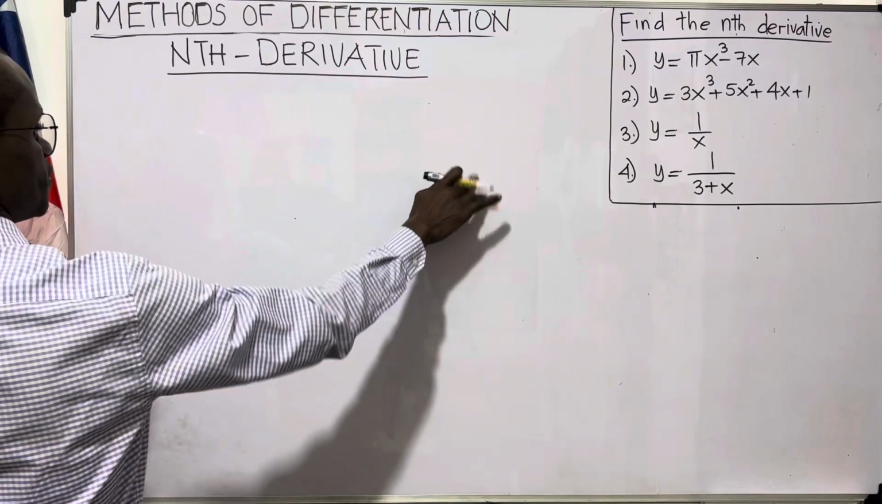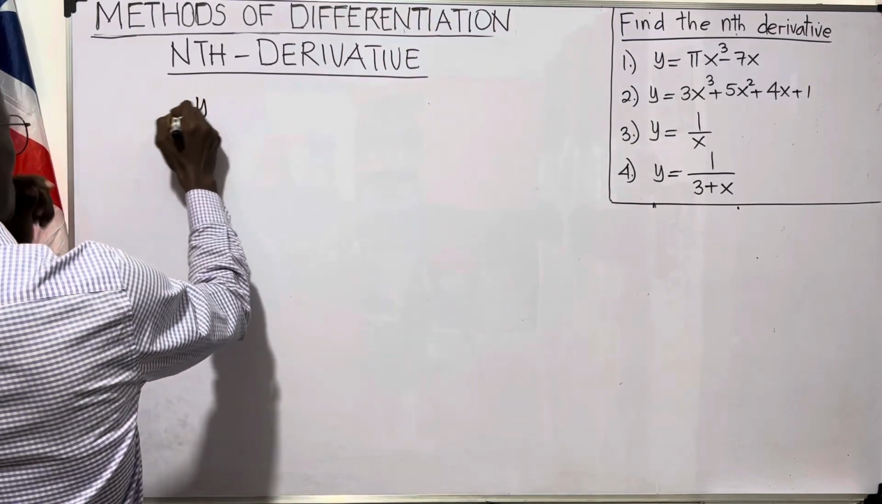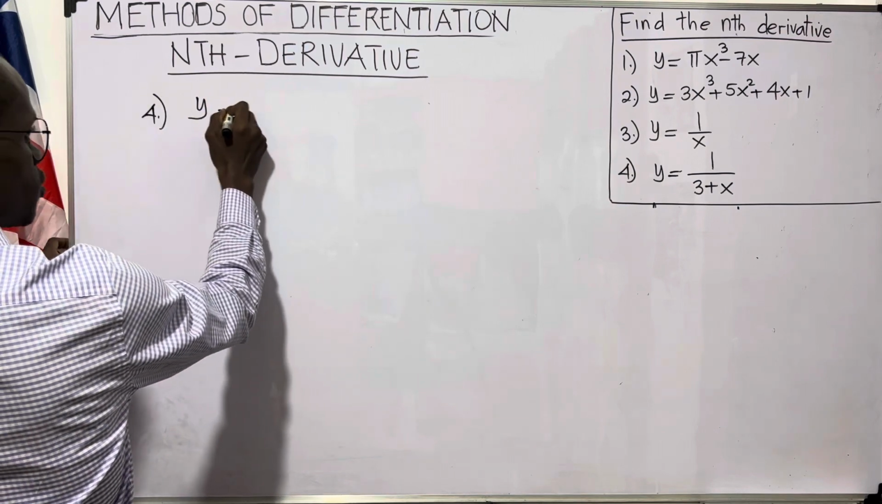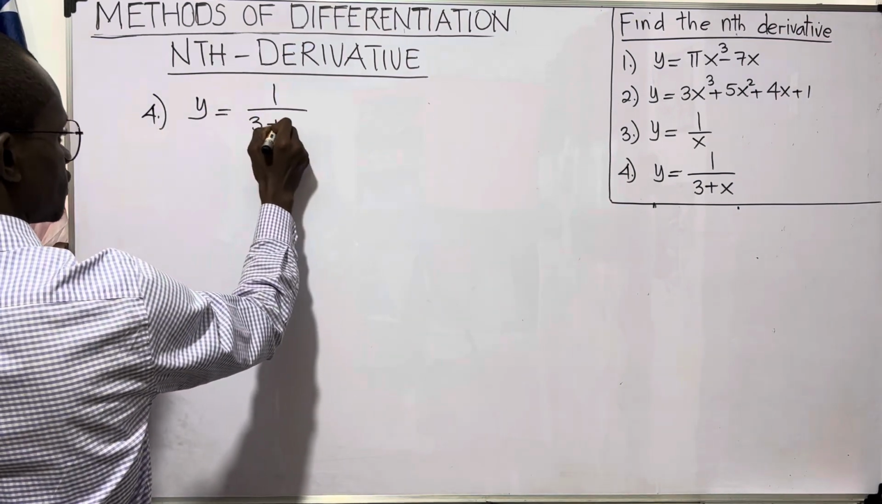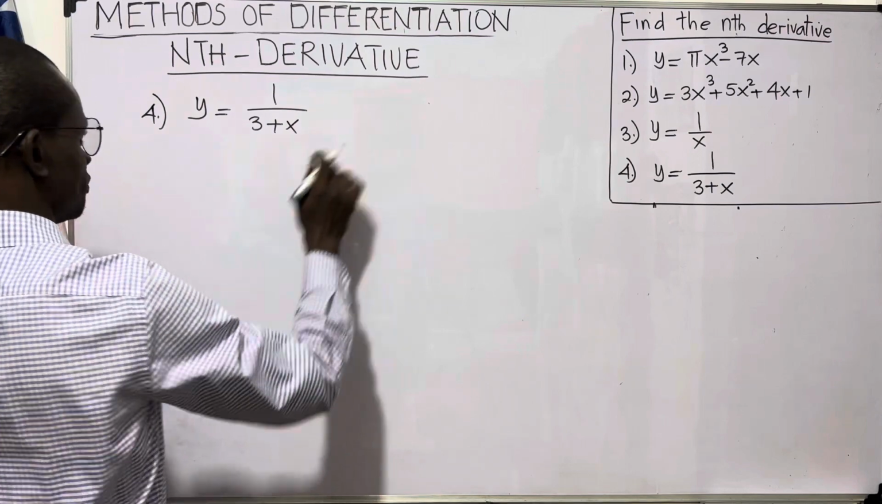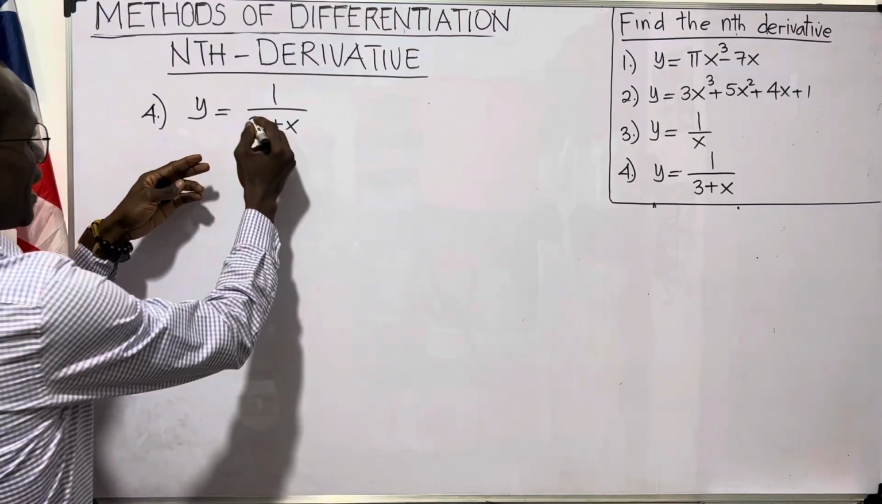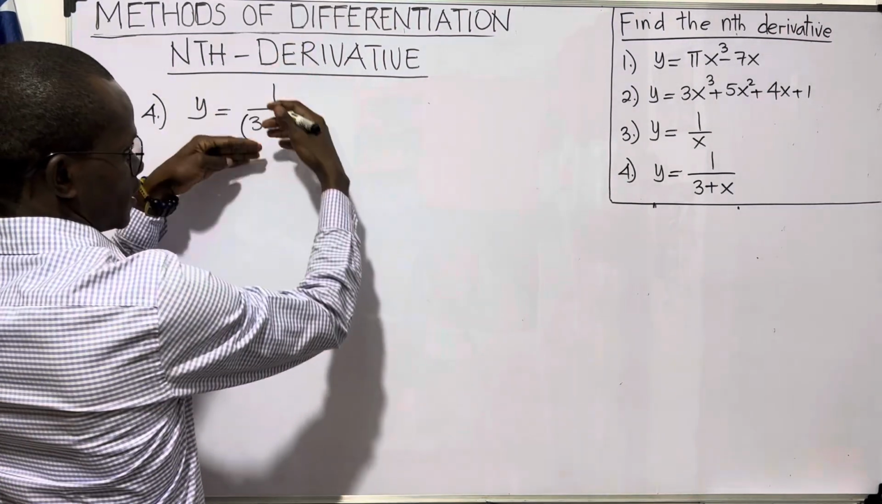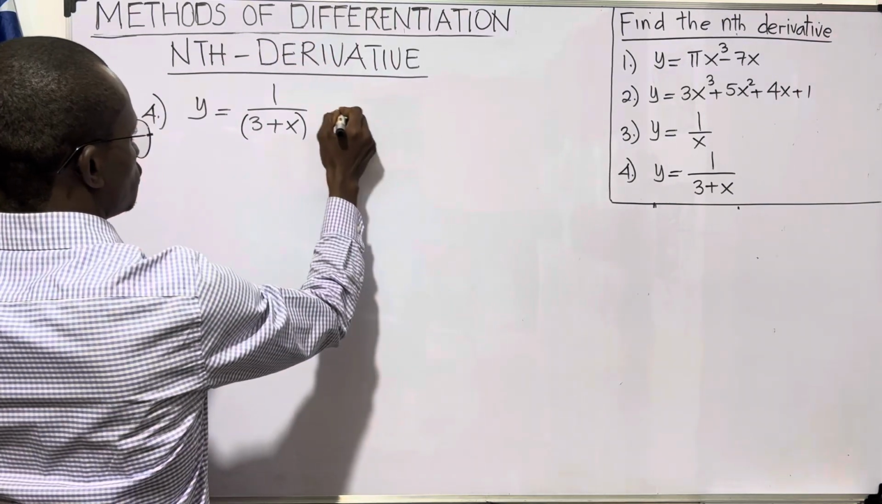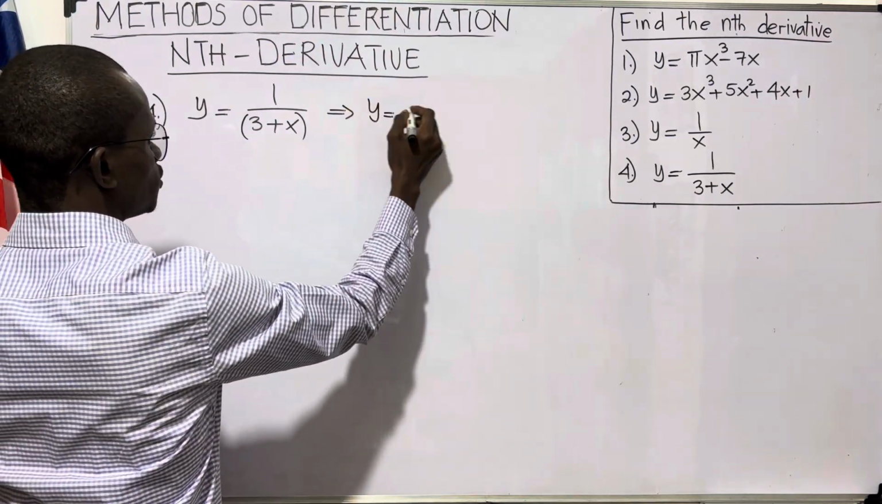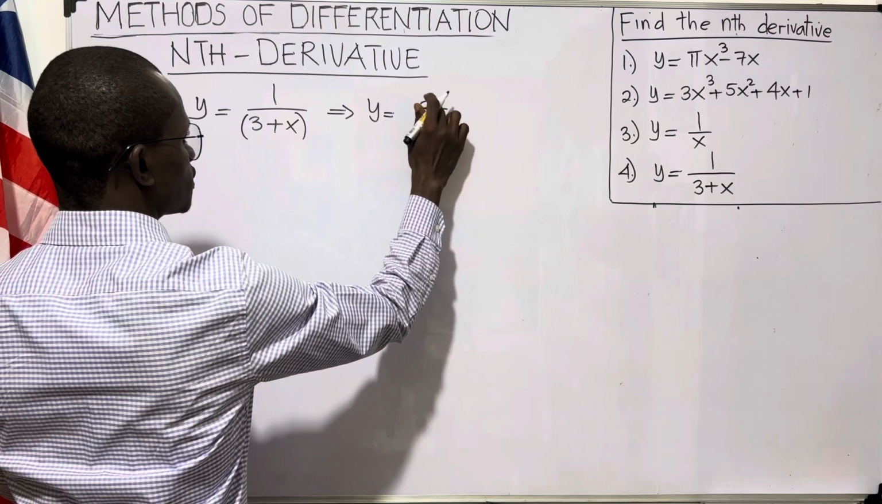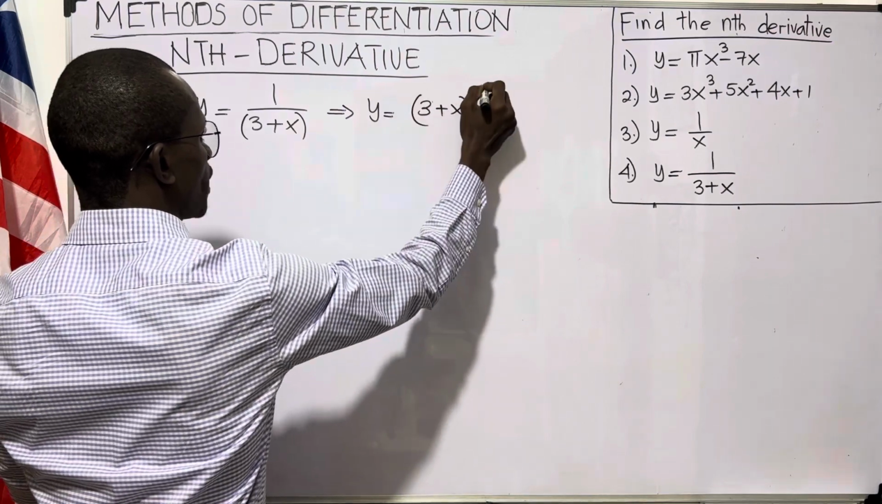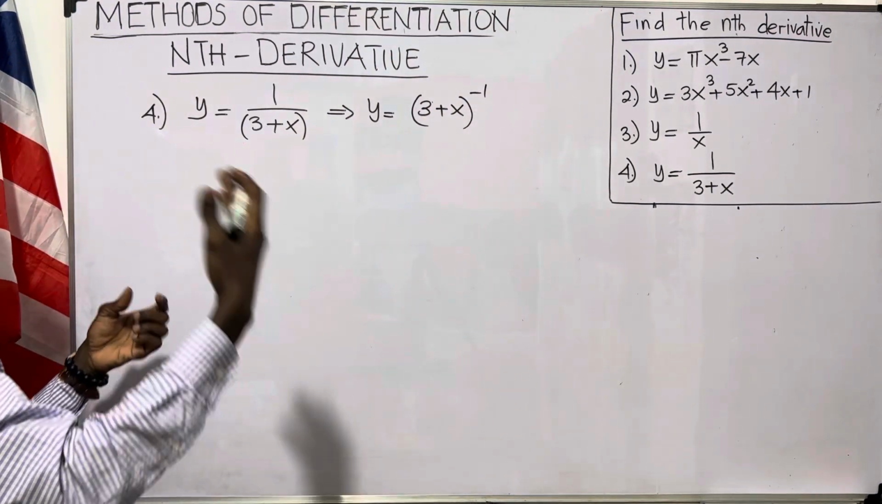So the last problem says y equals 1 all over 3 plus x. Again, we can decide to just send this term across, let's say within the numerator. So this would now give us y equals (3 plus x) raised to the power minus 1. Then we find a few derivatives.